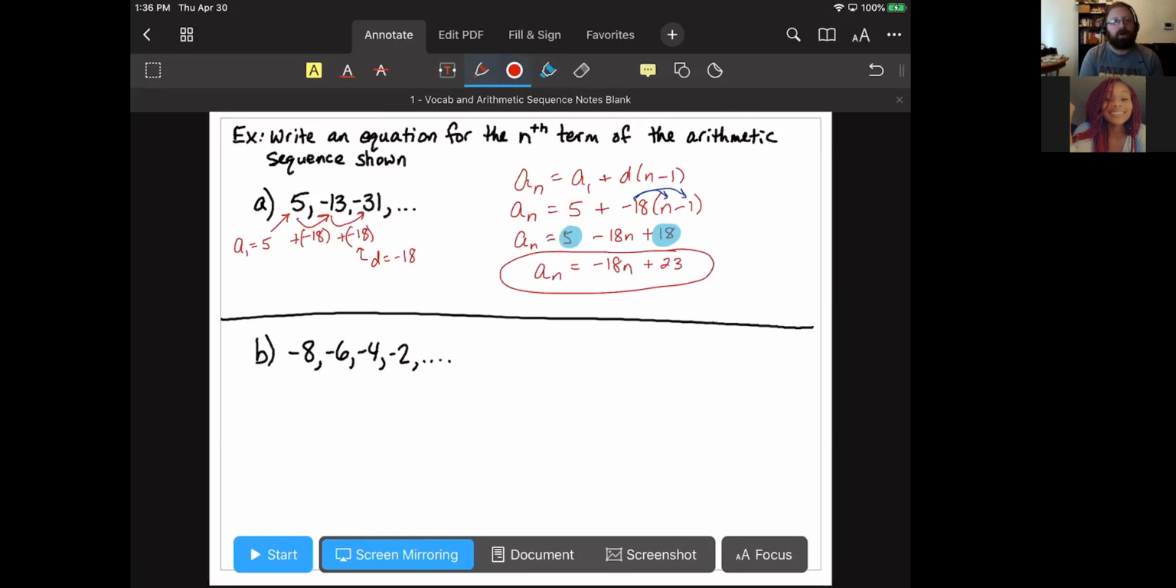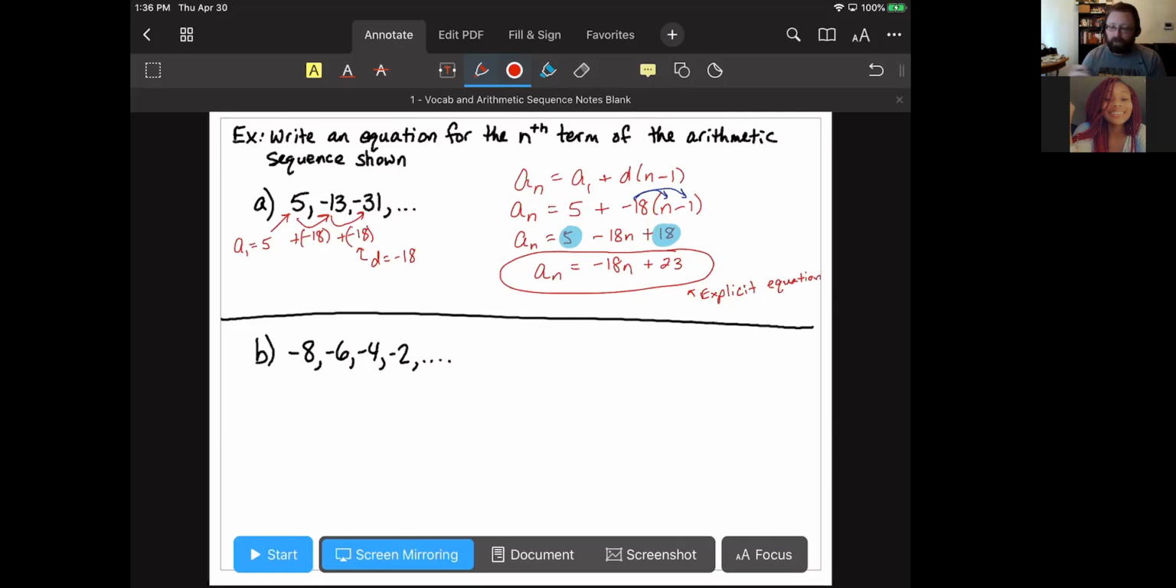So then I could turn around and I could say, what's the 25th term? Plug in 25 for n, and you've got your number. What's the 35th term? You plug in 35 for n, you've got your number. Okay? That is called the explicit equation for that sequence, because all you need to know to find a specific term is the term number.